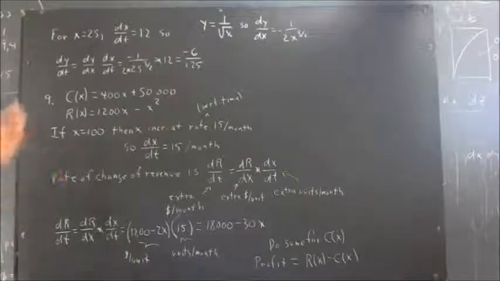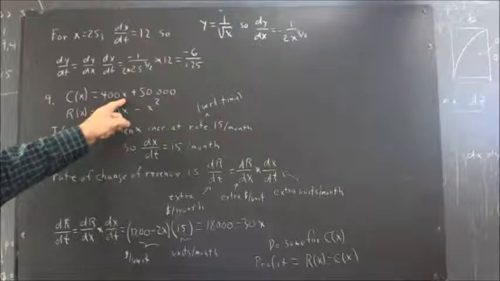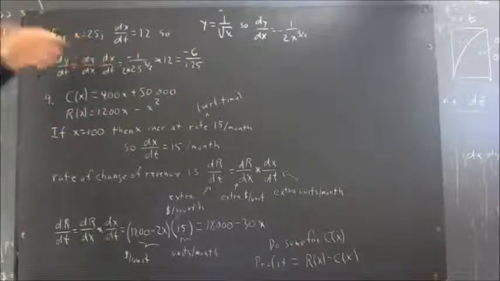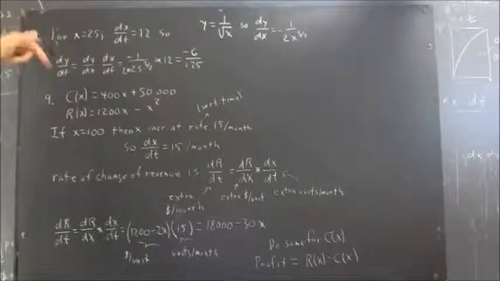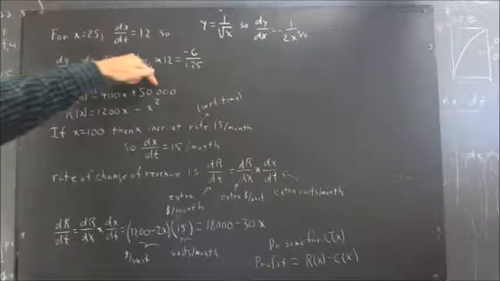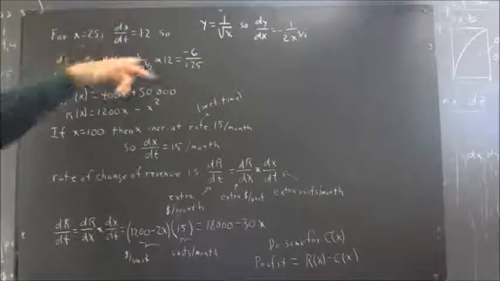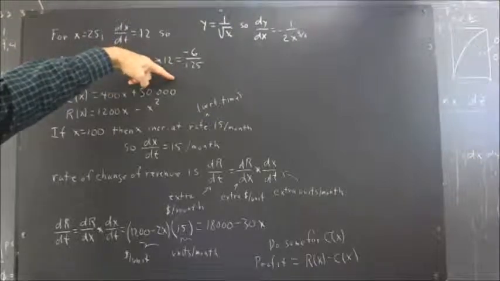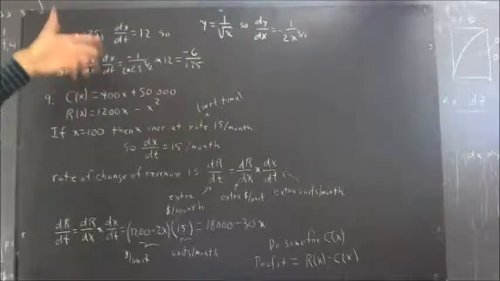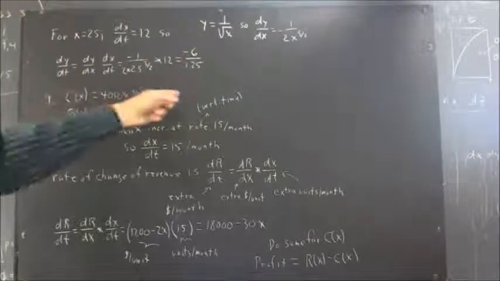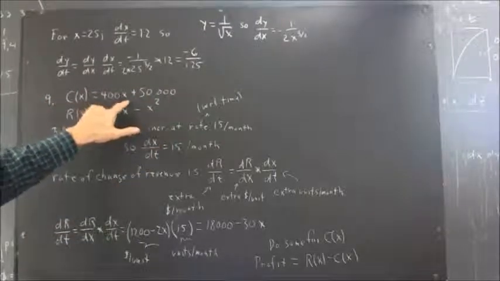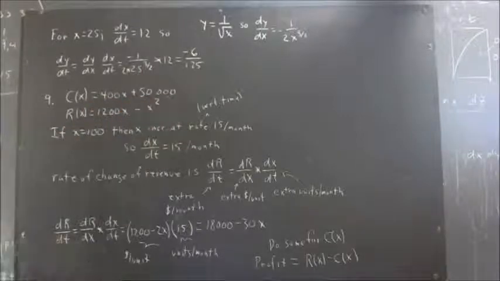Okay, we have a situation where X stands for the number of units manufactured, and we're going to sell these units. The cost of manufacturing X units is 400 times X plus 50,000. You could say, well, it costs $50,000 to set up, and then every unit we manufacture costs us $400 to produce. So the total cost of producing X number is this: the cost to actually produce the things plus the cost of setting up.